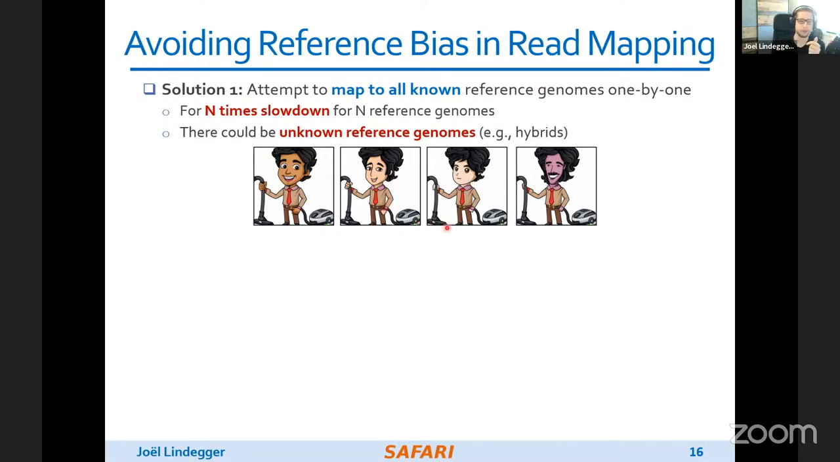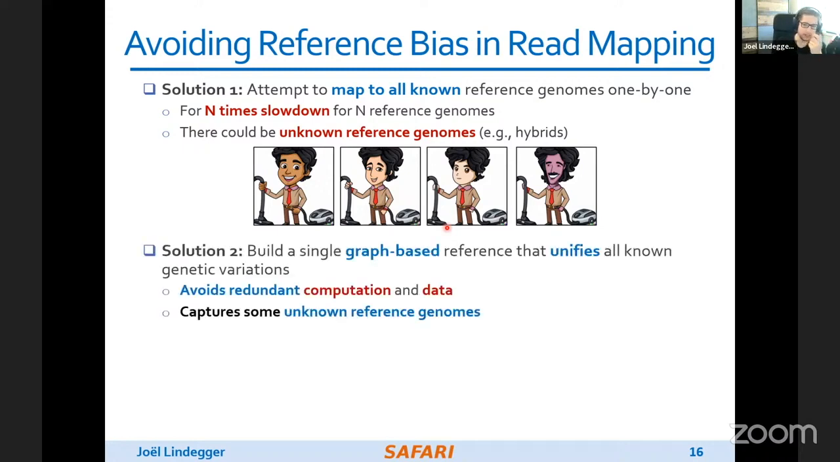Now the second option, that's the realistic one, is to build a graph-based reference that unifies all known genetic variations. And what's cool here is that this avoids any redundant computation and data. If you see up here, for example, all the white parts and much of the hair, it's really the same, even in different reference genomes. There's really no point in doing the work n times over when the reference genome is largely the same and just different in small places. So having a graph-based reference, as I will show in a second, avoids all of this redundancy.